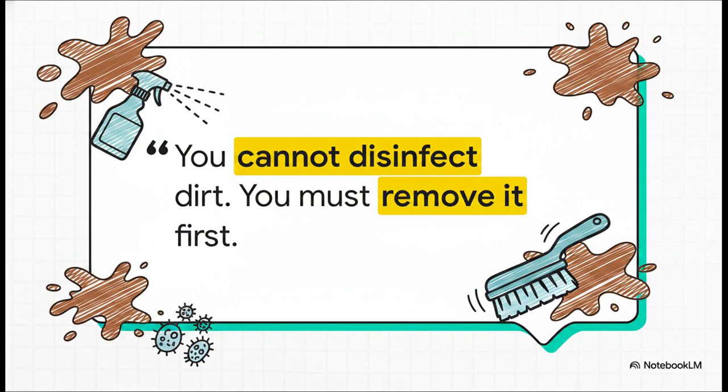Which brings us to an absolutely unbreakable law of infection control. You cannot disinfect dirt. Period. If you spray a heavy disinfectant directly over organic matter, we're talking blood, vomit, heavy soil, the chemical actually attacks the dirt. It gets completely neutralized right there. And the dangerous microbes? They just hide safely underneath that organic shield, surviving your chemical spray completely unharmed. So you can't just spray dirt away. You physically have to remove that shield first so the chemical can actually do its job.